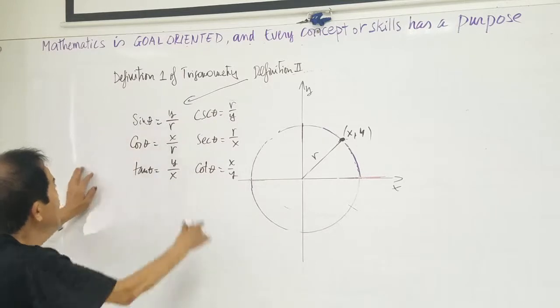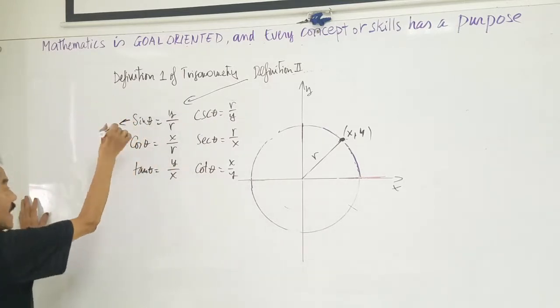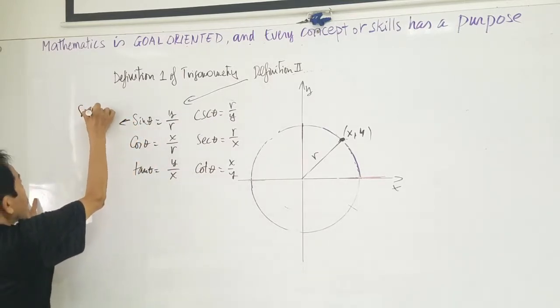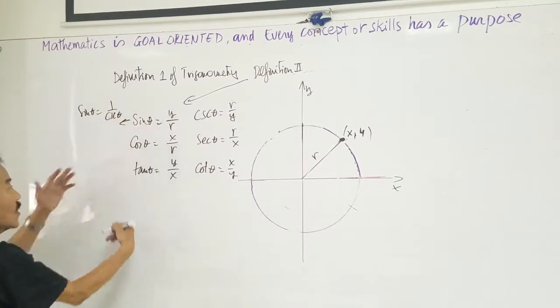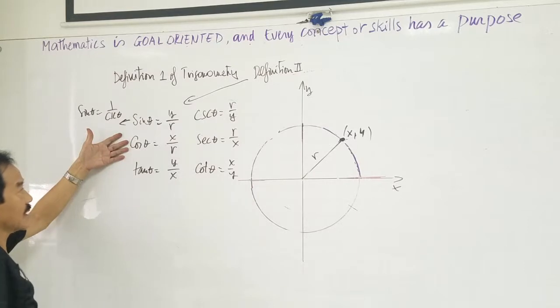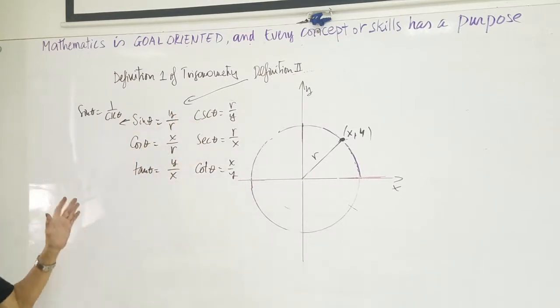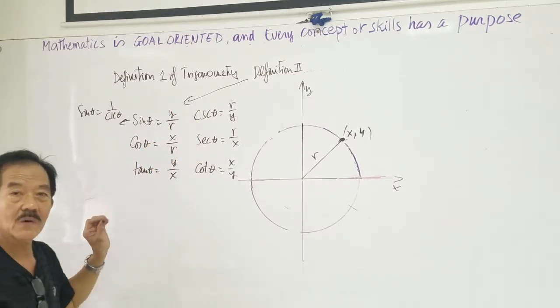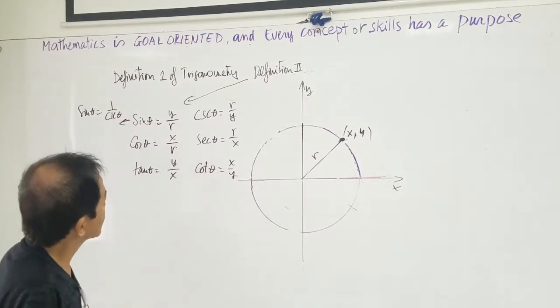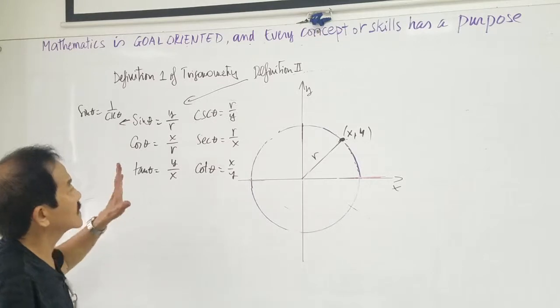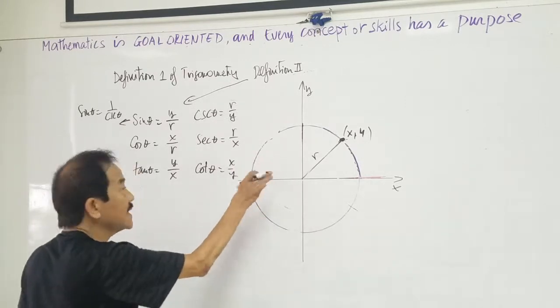Okay, that also means sine of theta equals 1 over cosecant of theta, and so on, the whole thing here. Cosine of theta equals 1 divided by secant theta, the same meaning. Okay, we call it reciprocal identity. We study it later on.